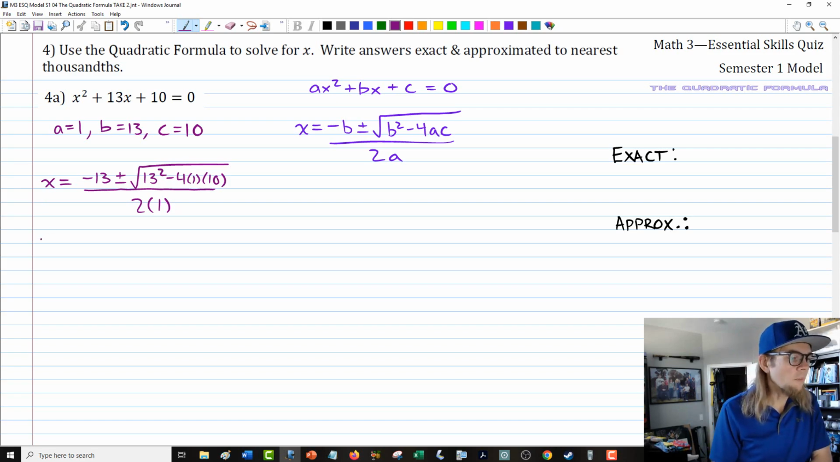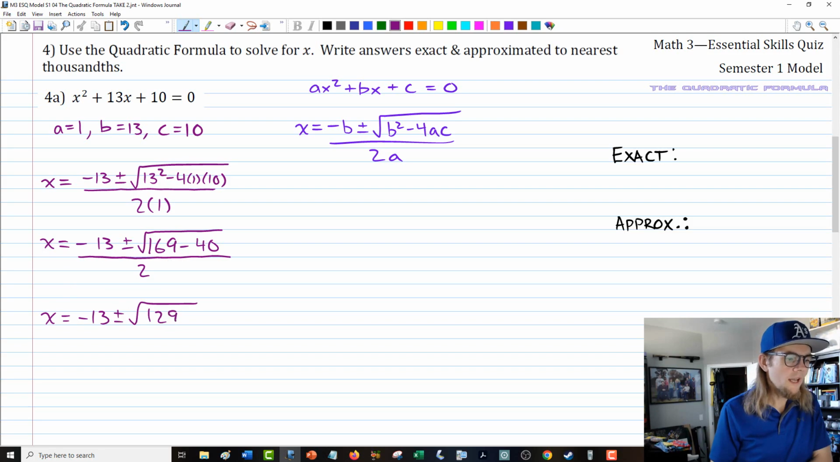But of course, we want to be a little bit more descriptive than that, so let's try to clean this up just a bit. So what do we got in here? Well, first inside that square root, we're going to have 13 squared, which is 169, and then minus 4 times 1 times 10, which is minus 40. All that's over 2 times 1, also known as 2. From here, clean this up a little bit. The inside of that square root is going to be 129, and then all of this is divided by 2. This is going to be our exact answer.